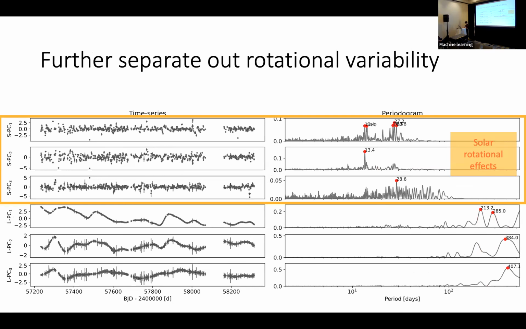And furthermore, we can separate out the long-term effects and the short-term effects using a low-pass filter. Basically what it does is separate the effects below 100 days from the effects over 100 days. The effects below 100 days would be attributed to the solar rotation effects. And then we can use these 6 components as features to model the time series.